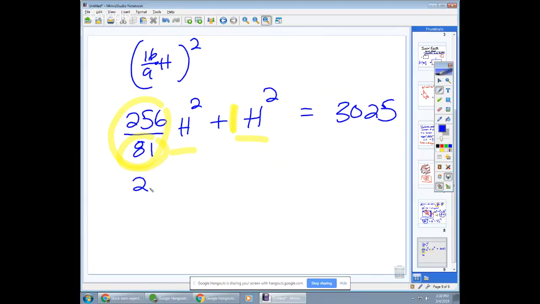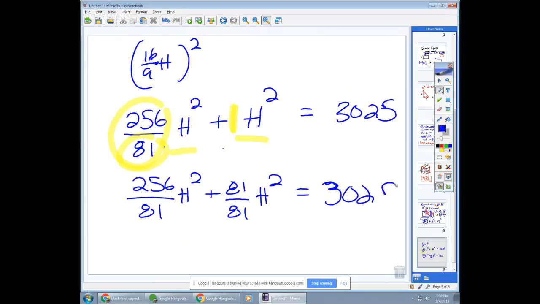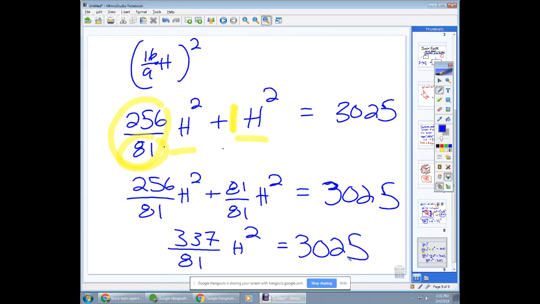256 h over 81 inches, or h squared. All right, so let's see, 256 plus 81, that's going to give me 337 over 81, I think. 81 plus 256, that's right. Almost done.